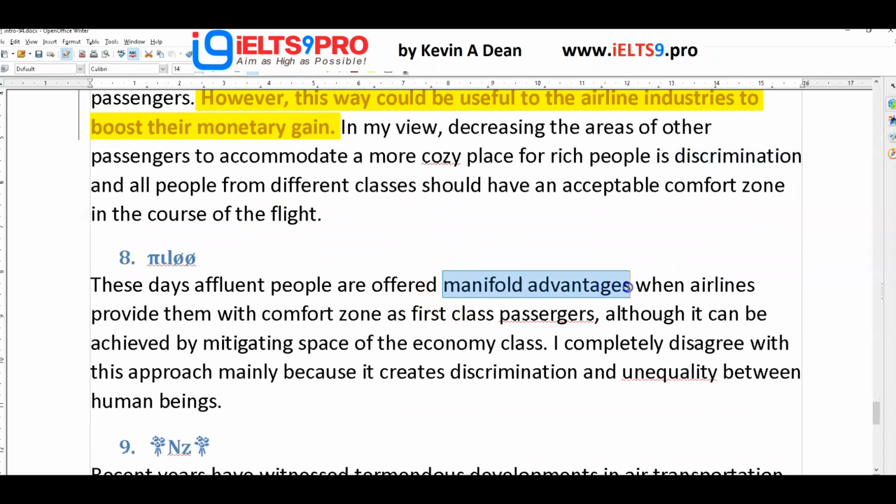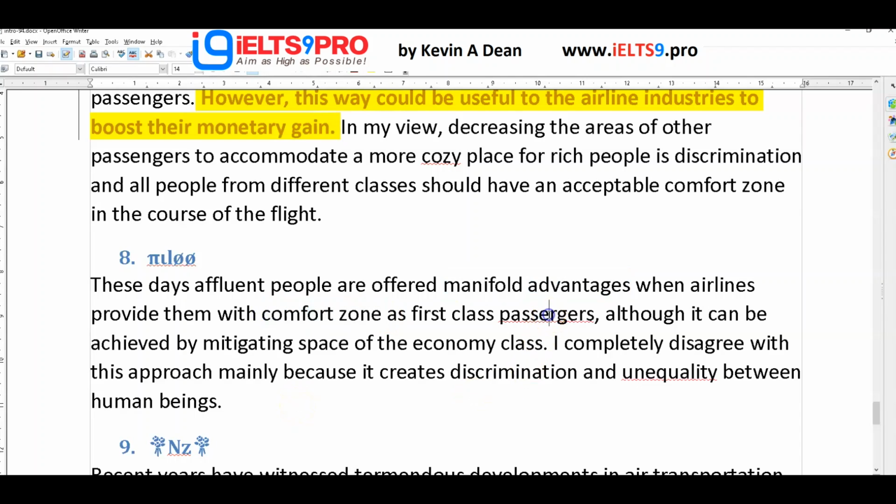Manifold advantages. Have you ever seen, there are manifold, many benefits. So if you talk, have you ever heard people saying, oh yeah, there's many benefits. Oh yeah, there's manifold advantages. Not so commonly used. Airlines provide them with comfort zone. Hey, how can you provide them with a comfort zone? I mean, as a phrase, to be in your comfort zone, that means something else.